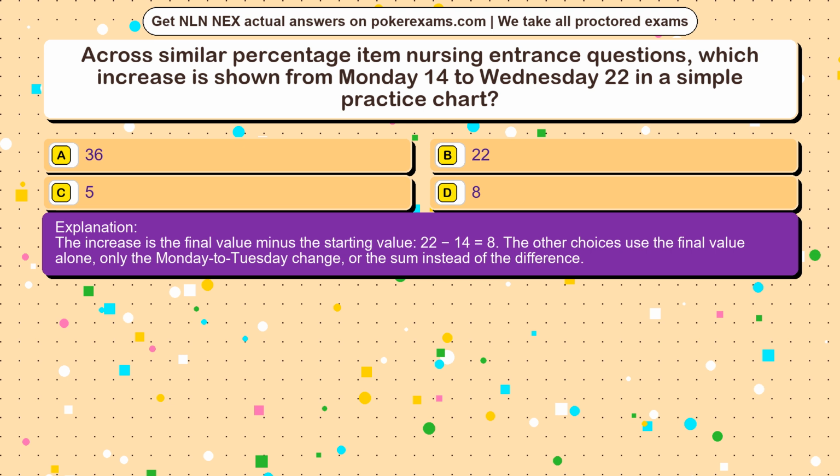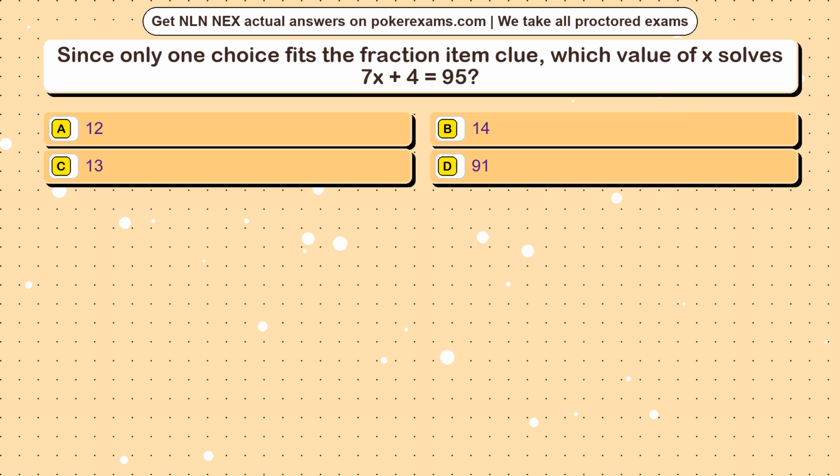Question 21. Since only one choice fits the fraction item clue, which value of x solves 7x plus 4 equals 95? Option A, 12. Option B, 14. Option C, 13. Option D, 91.